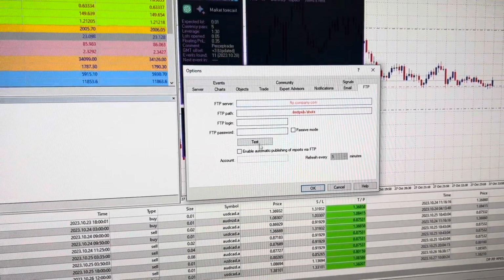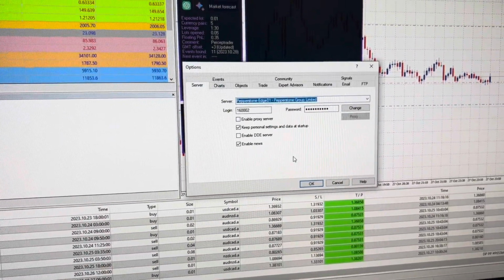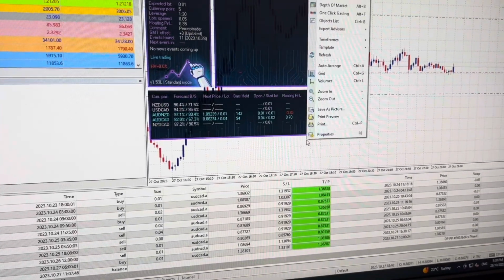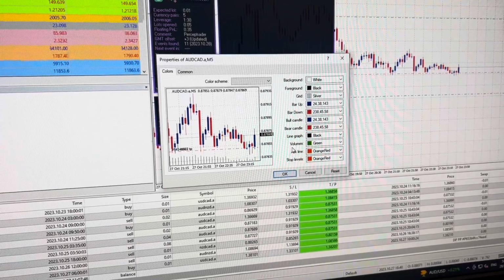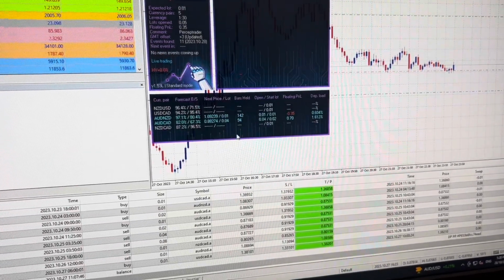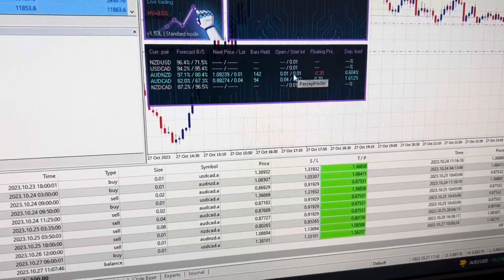It's got a news filter as well. Make sure you turn that on. You don't want it taking trades during news. And this is the current positions at the moment.